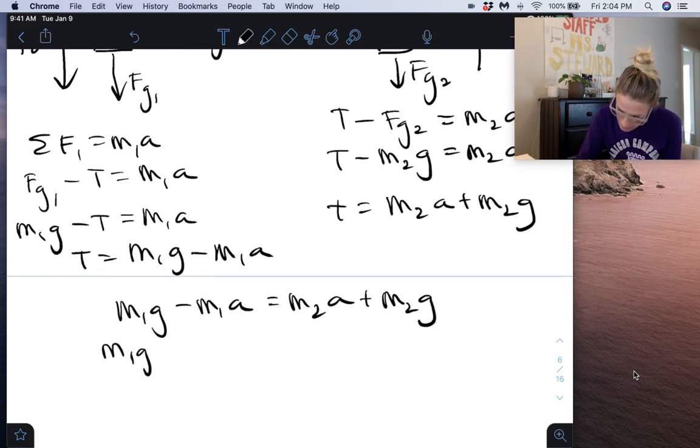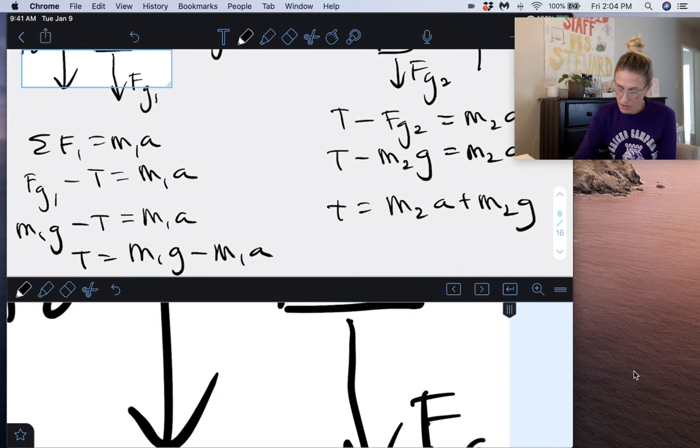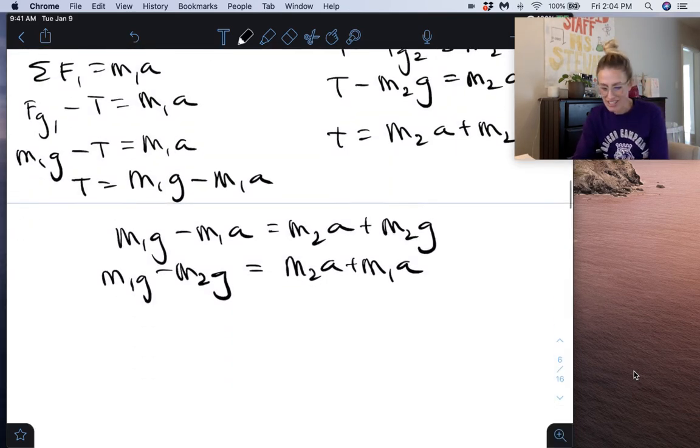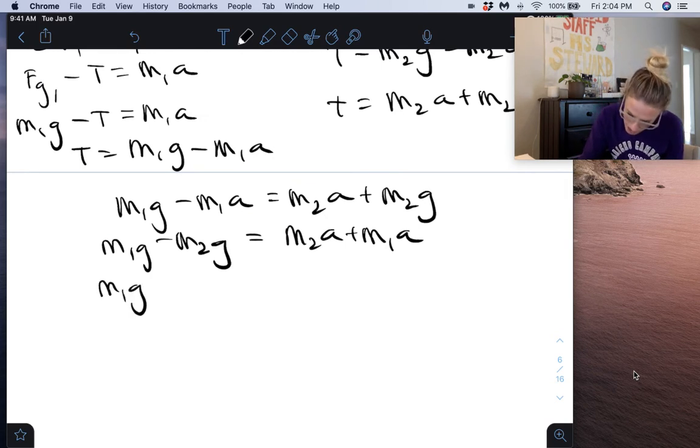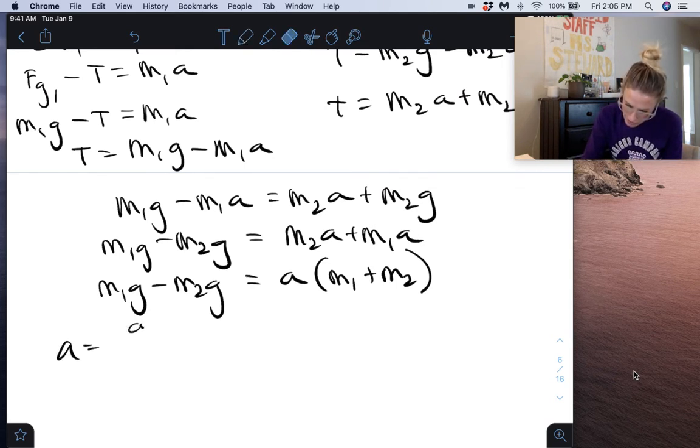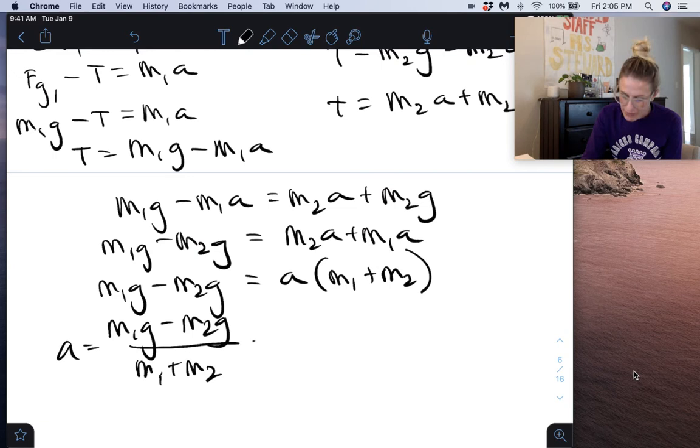I get mass 1g minus mass 2g equals mass 2a plus mass 1a. Factoring out that acceleration, I get mass 1g minus mass 2g equals acceleration times the quantity mass 1 plus mass 2. Dividing both sides by mass 1 plus mass 2, we get acceleration is equal to mass 1 times g minus mass 2 times g, divided by mass 1 plus mass 2. And now we can plug in our numbers.